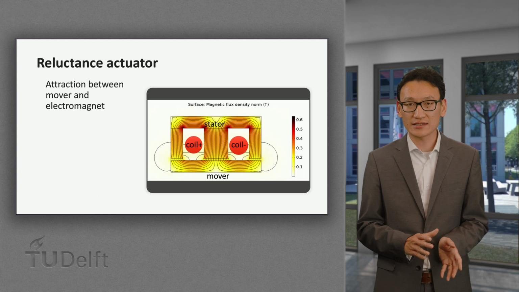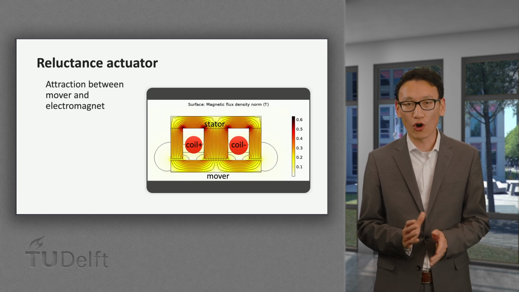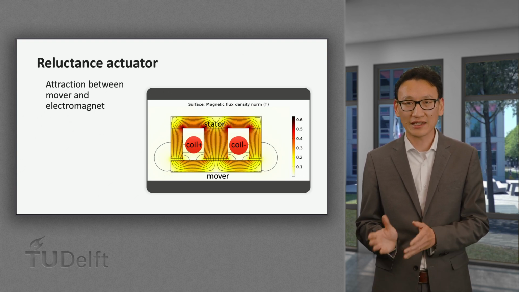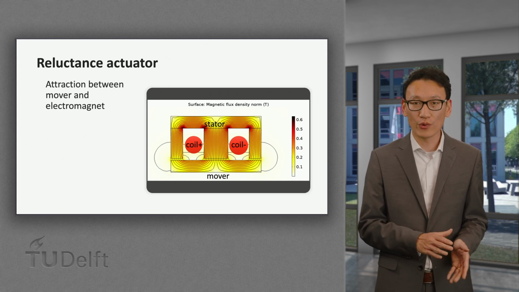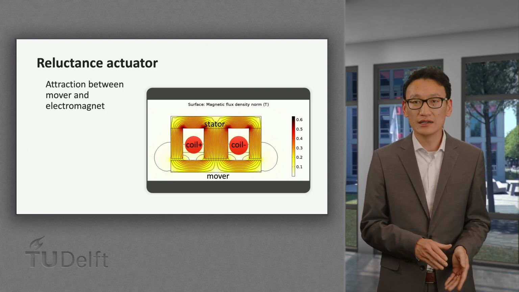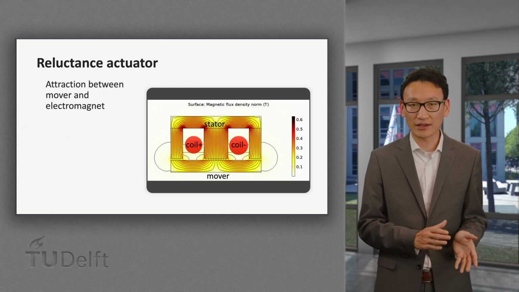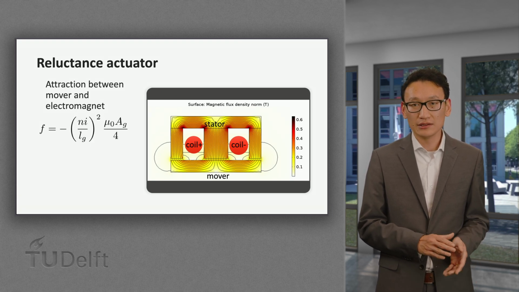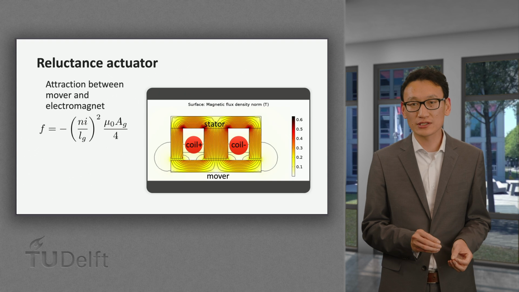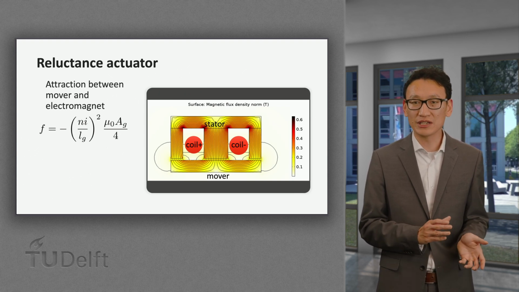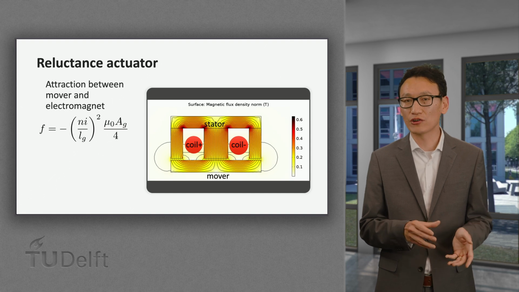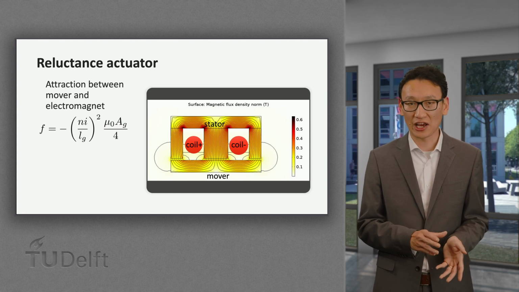The stator consists of a magnetic core with a coil inside. The coil and the magnetic core then form an electromagnet. The electromagnet will attract the magnetic mover, just like a permanent magnet attracts the iron. Here, the equation for the attraction force is directly given without derivation. You may find a bit more detailed explanation and derivation in the reader of this lecture.